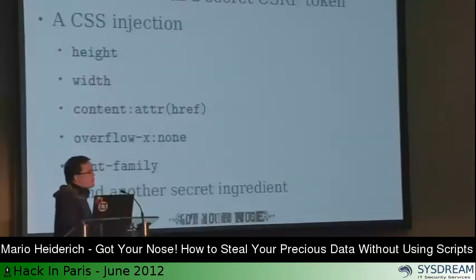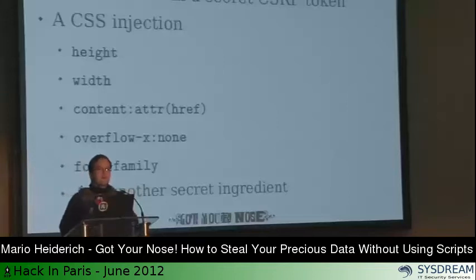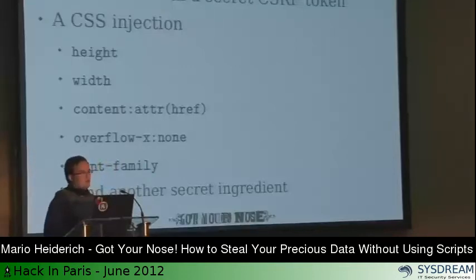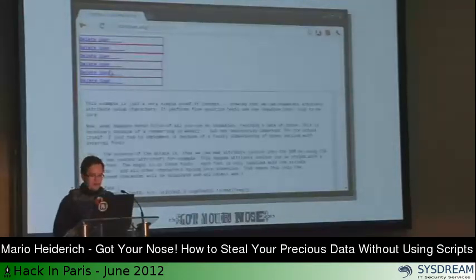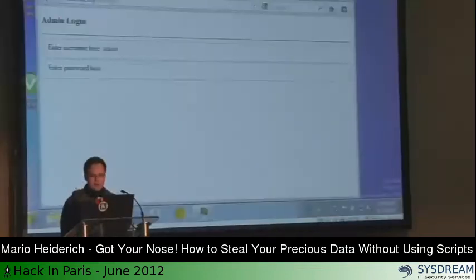So we extract the content, the value of a link, and put it into the DOM. Then we have overflow-x equals none, so it doesn't overflow in the horizontal direction when it's bigger than its surrounding box. Important. Then we have font-family again, so we're going to do nasty stuff with fonts again, and another secret ingredient. So this is how it looks. And this is probably not telling you a lot, so again, we just better have a look at the live demo. And hope that it still works with the latest Chrome Canary, because the bug was already filed.